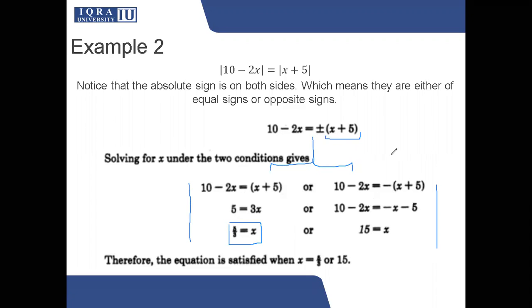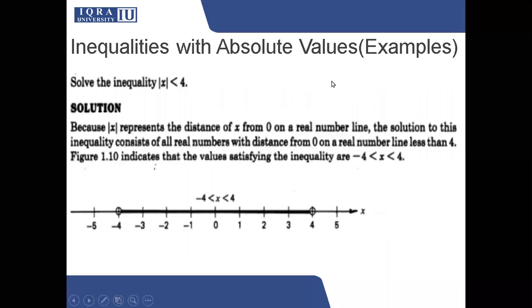So again, we have two values, and this is how you're supposed to solve when you have the absolute sign on both sides of the equation. Okay, right. Now, what we were doing just now, we were solving equations with absolute values. What if we get inequalities with absolute values? So for example, solve the inequality, the absolute value of x is less than 4.